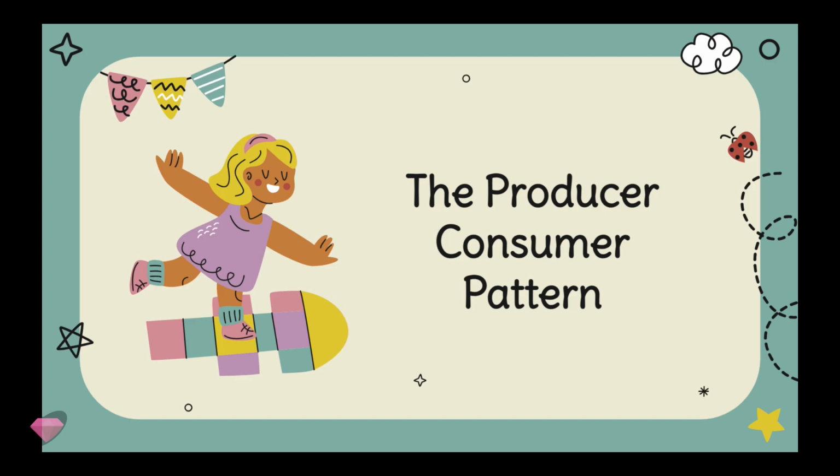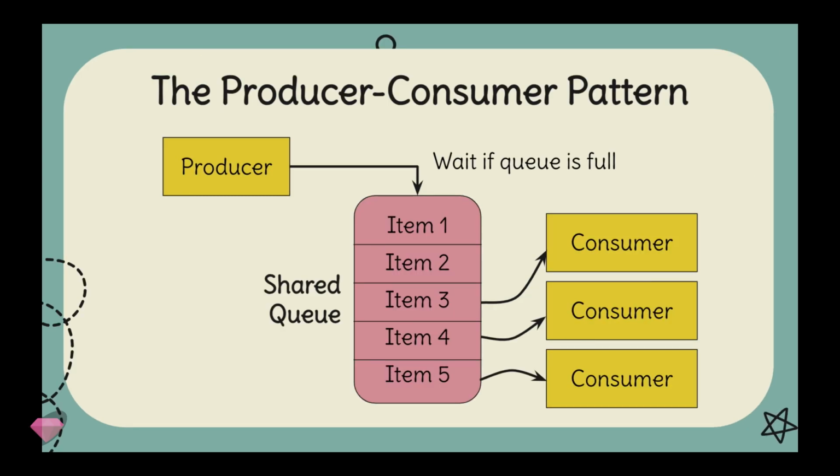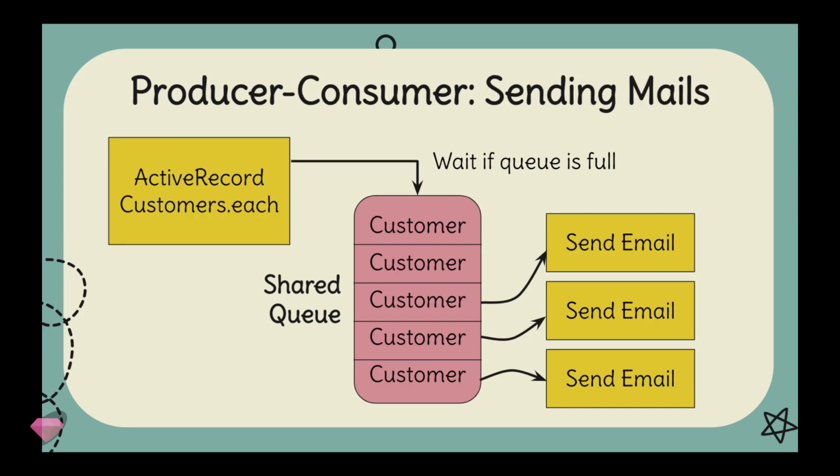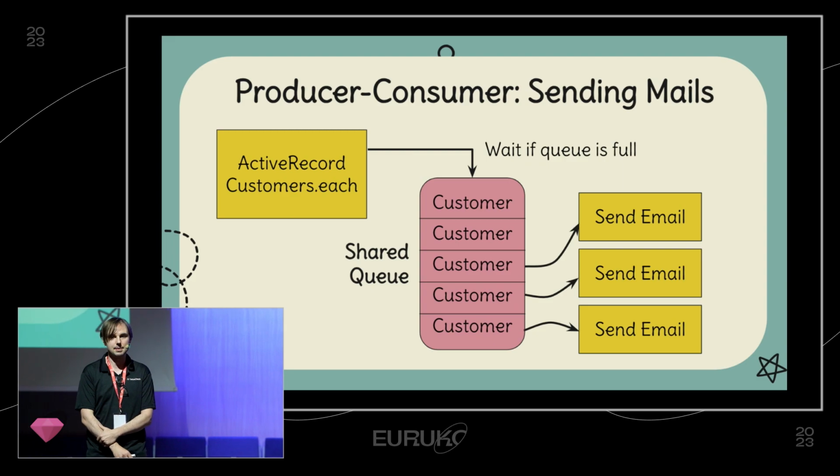So let's see how we can make it faster. What I'm going to introduce is the producer-consumer pattern. The way that this works is we have a producer. In this case, it's the customer data. We're going to put each customer into a queue, and then we're going to have a consumer, which is the mail sender, handle that. So substituting for the actual class names, we have Active Record customers each, and then customer, customer, customer in the queue, and then we're going to have consumers, which are pulling customers from the queue and sending an email to them.